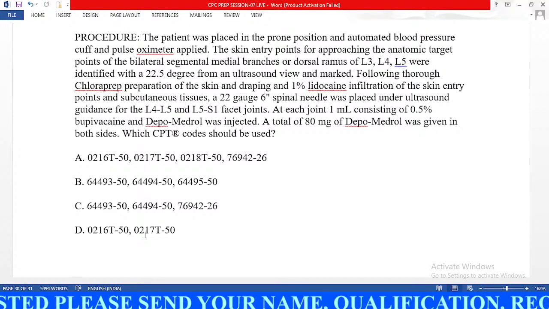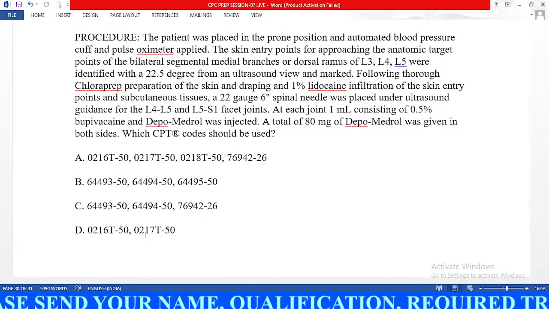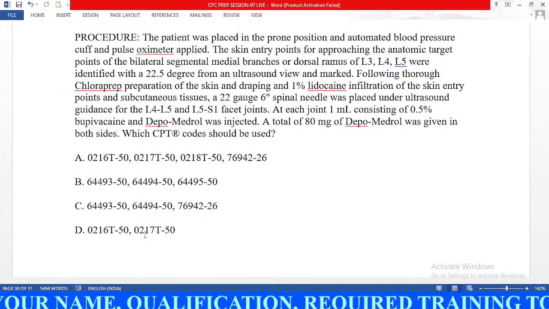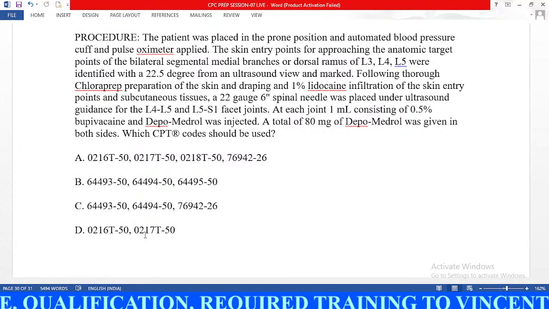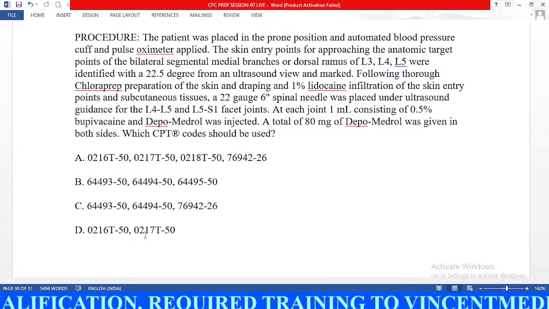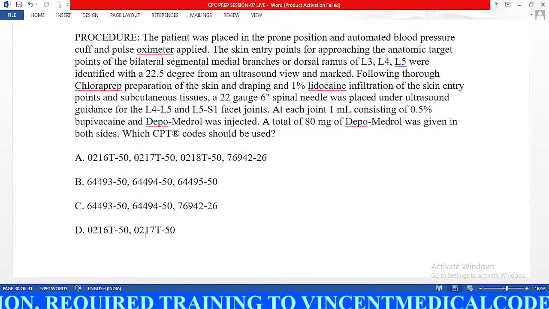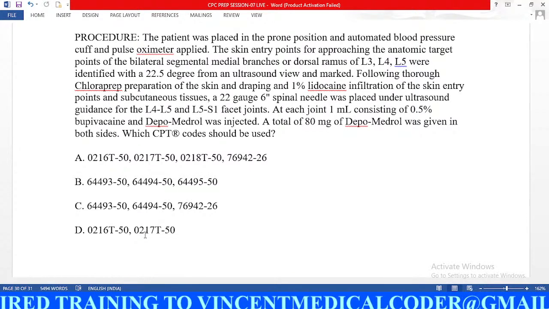So we have 1 more minute with this complex question. We just need to compare our question with the code description. That's enough.